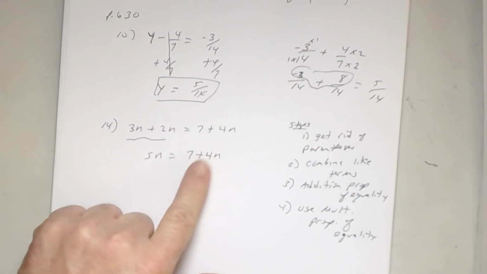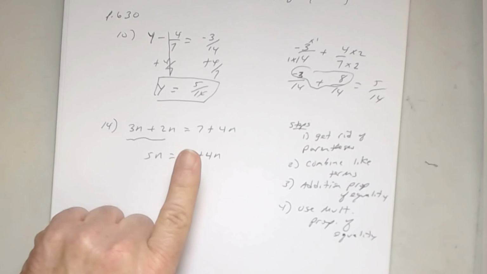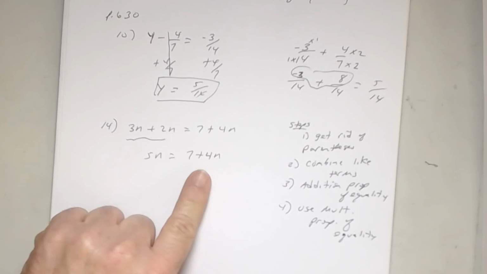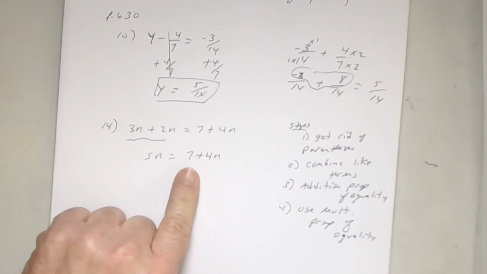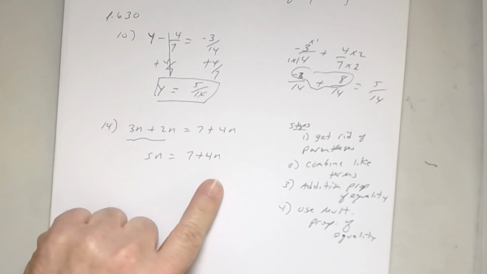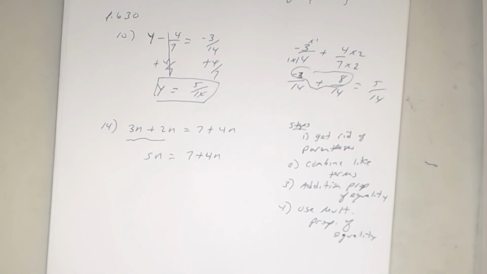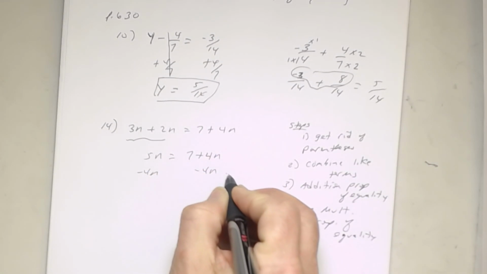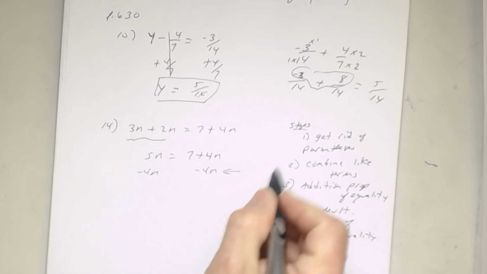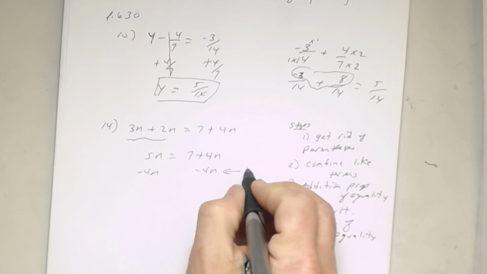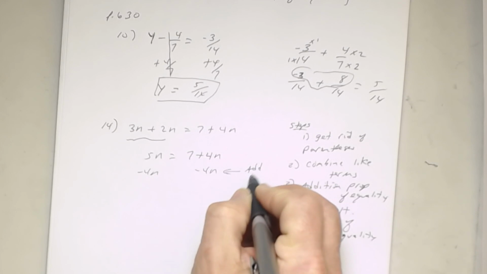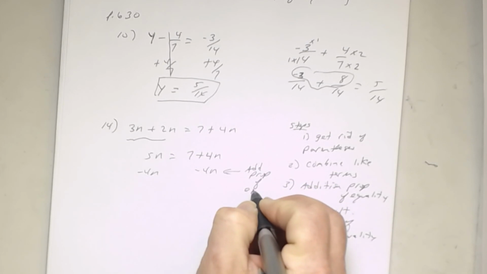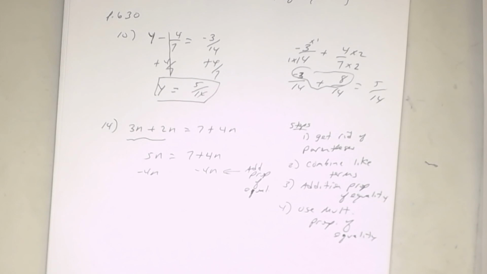So right now, what am I doing to the 7? Right now, what does it say? I'm doing what to 7? Adding 4n. What's the opposite of adding 4n? Subtract 4n. So the addition property of equality says I'm going to subtract 4n from both sides. So just keep in mind that on a test, you don't write what I'm writing here, but in your mind, that's what you're doing. You're using the addition property of equality. Okay, that's what you just used.